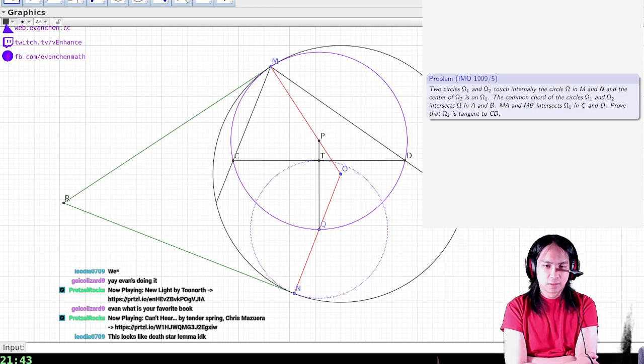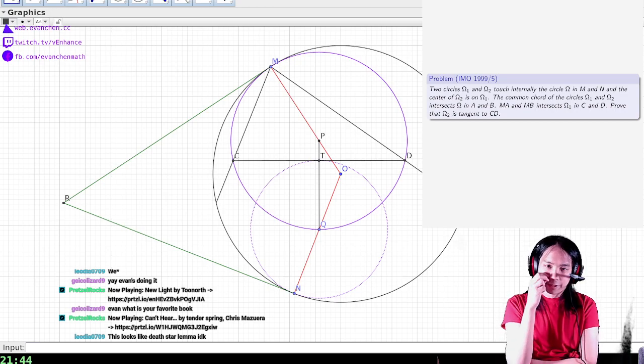Death Star. I feel ya. You're telling me NT goes to the upper arc midpoint. Or similar.